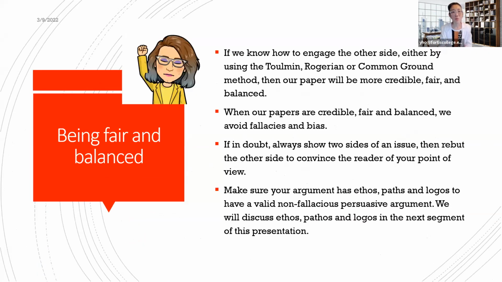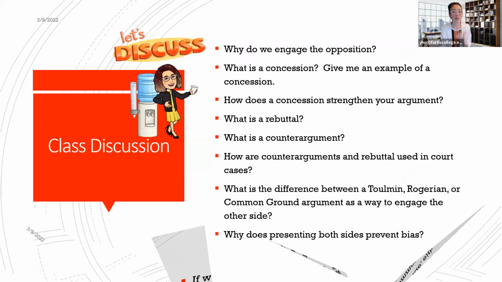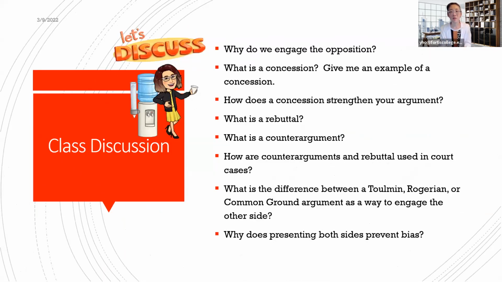So when we engage the other side, that's how we know that our papers are fair, credible, and balanced. If in doubt, always show 2 sides of an issue and then convince the other side of your point of view. Make sure that your argument has ethos, pathos, and logos. And so, Lisa, why do we engage the opposition?